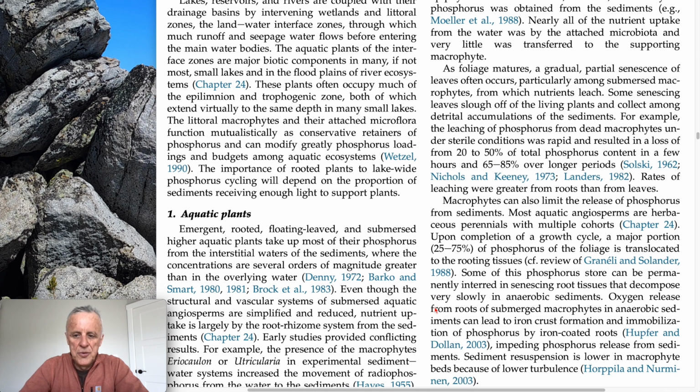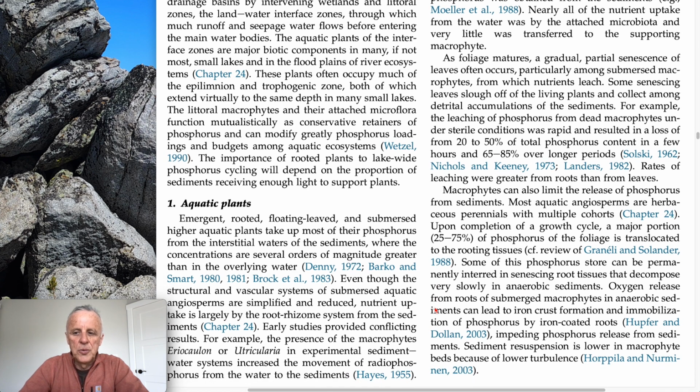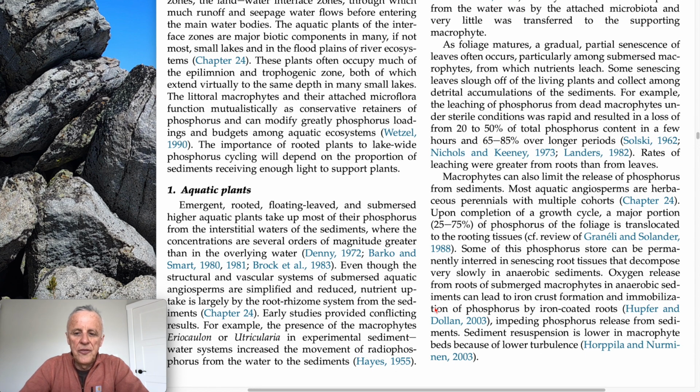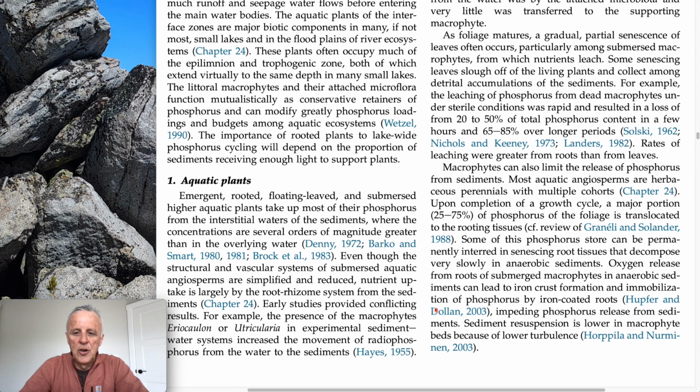As foliage matures, a gradual partial senescence of leaves often occurs, particularly among submerged macrophytes from which nutrients leach. Some senescing leaves slough off the living plants and collect among detrital accumulations of the sediments.